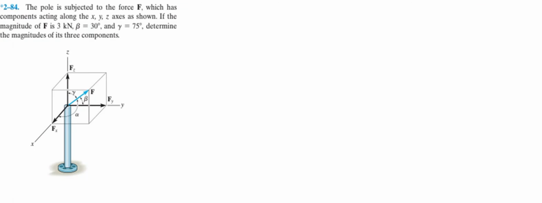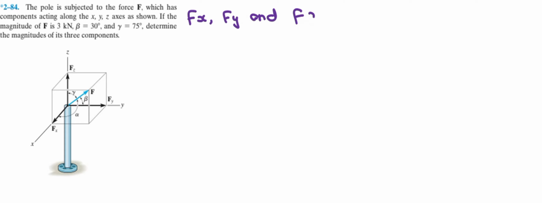This question says that the pole is subjected to the force F, which has the components acting along the x, y, z axes as shown. If the magnitude of force F is 3 kilonewton and beta is equal to 30 degree and gamma is equal to 75 degree, determine the magnitudes of its three components. So the question says that you are going to find out the value of Fx, the value of Fy, and lastly the value of Fz.